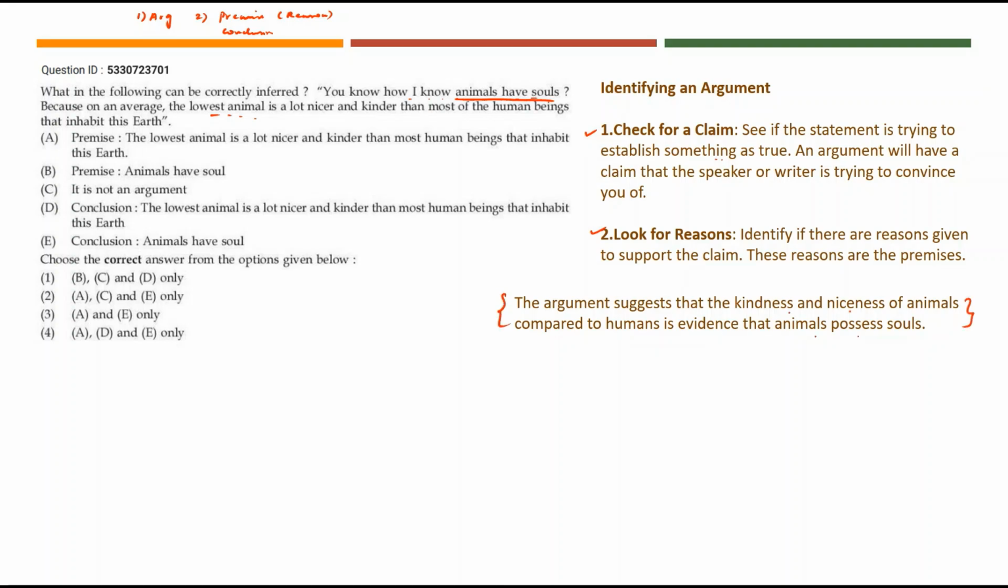So C option can be ruled out here. Whatever options have C can also be ruled out from the answer. We have found whether it's an argument or not. Now we have to find what is the premise and conclusion.